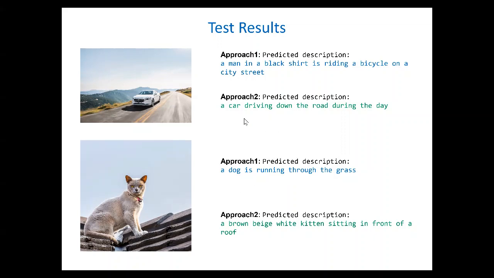But if you look at the approach 2 output, "a car driving down the road during the day," perfect. And "a brown, beige, white kitten sitting in front of a roof." All three colors came out really correct. Brown, beige, and white pieces are there, and a roof is there. So approach 2 performs much better in predicting the captions. In the larger video, I will walk through the code, but this is the overview video I wanted to share with you. Thanks for your time.